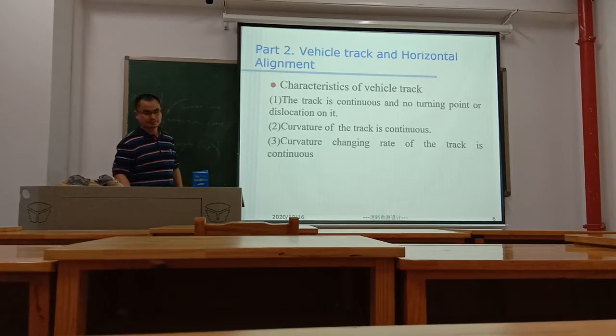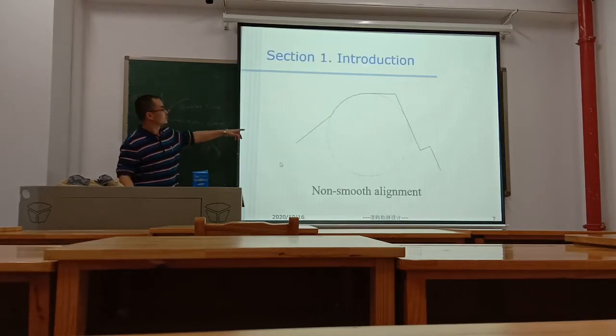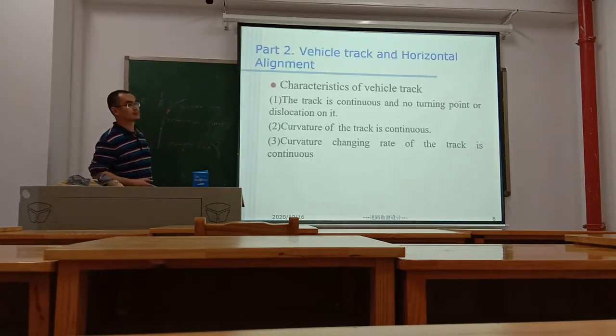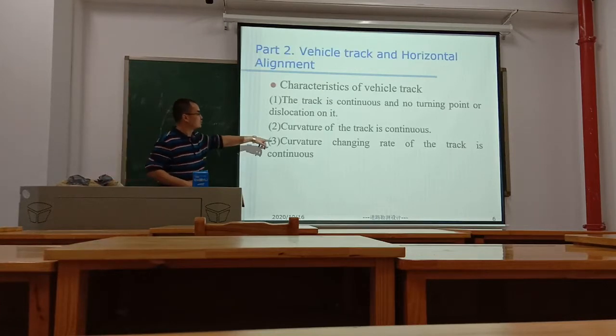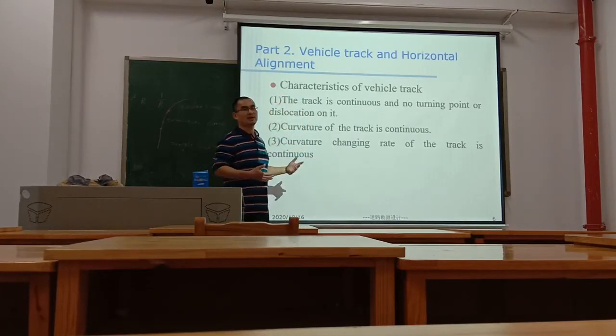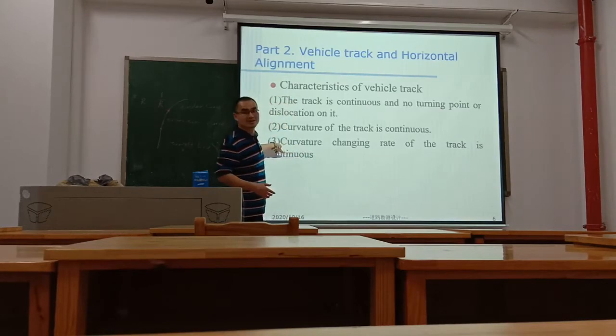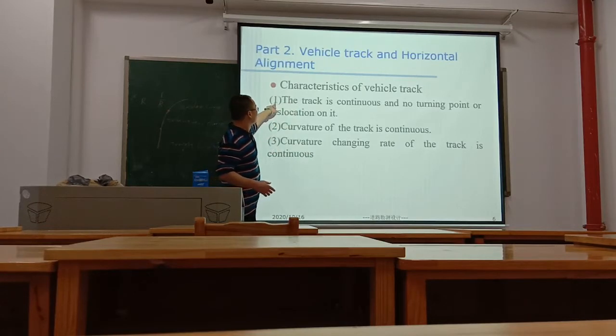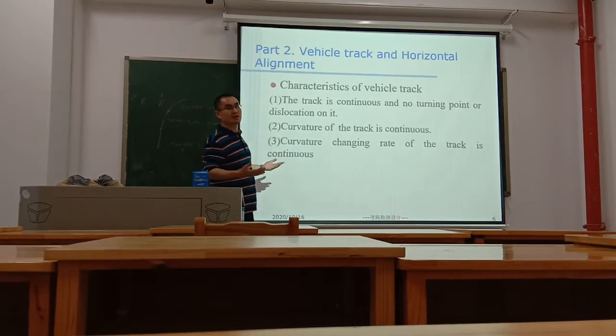I was looking at the definition of the third characteristic. The curvature changing rate of the track is continuous. It's difficult to understand. The first and the second we can understand, but the third characteristic is difficult to understand.